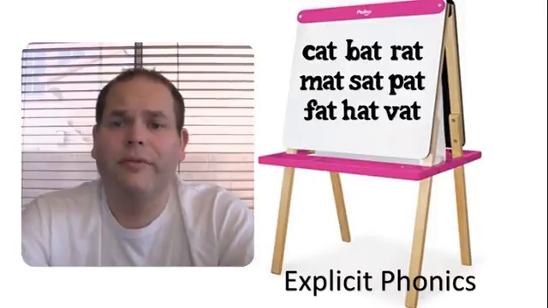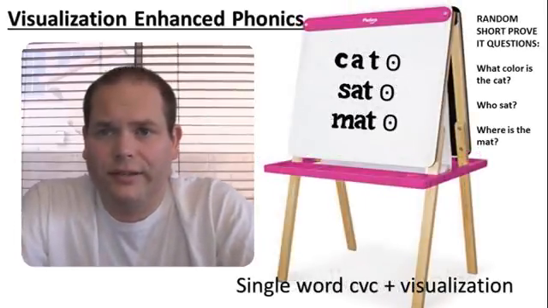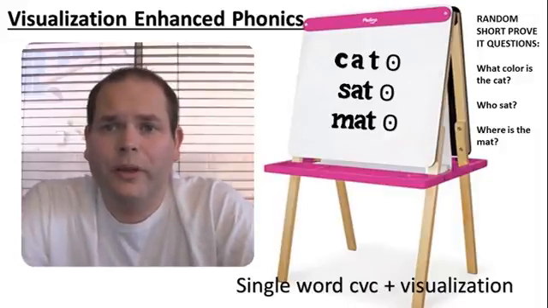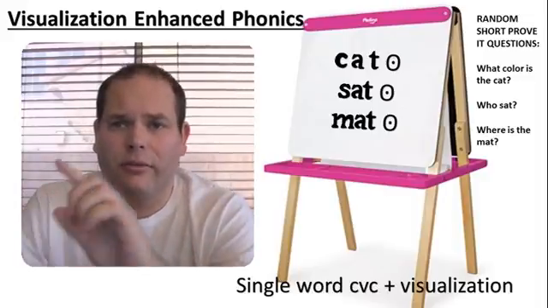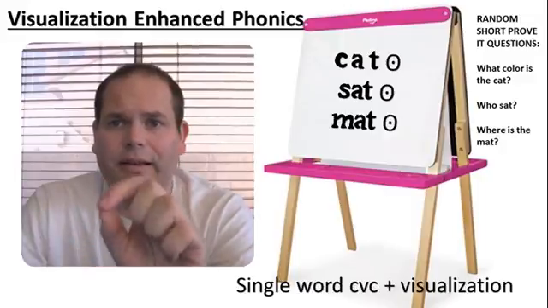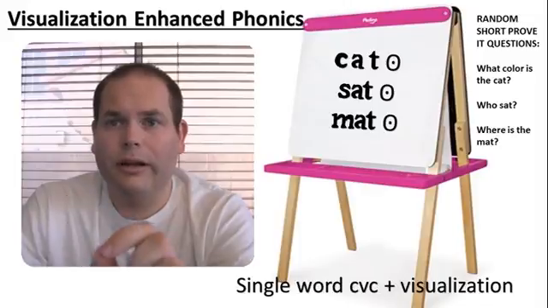And so I sort of have reinvented the idea of explicit phonics, and I call it visualization enhanced phonics. And I've actually done this with my daughter a lot, and it's a great strategy. So let me go through the word cat again. So I would still do the same thing: write C, sound k, write the A, sound a, blend ka, write T, sound t, blend cat, word cat.